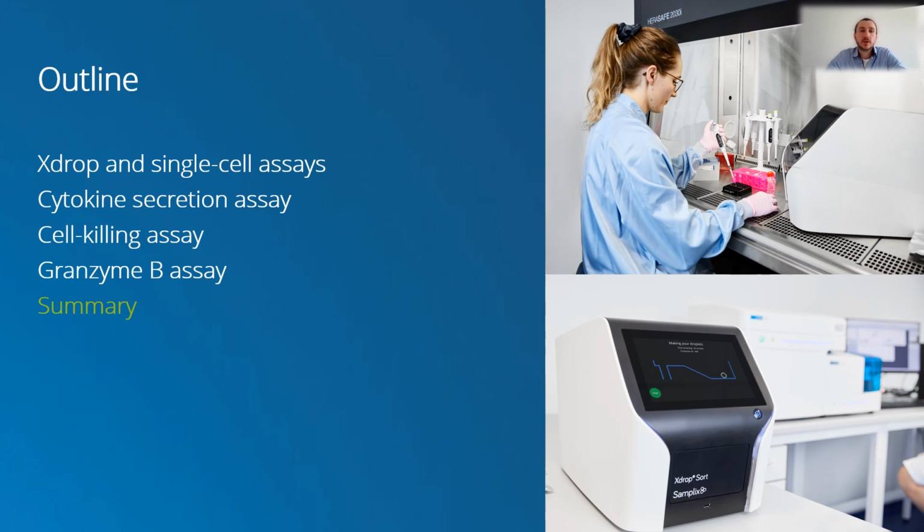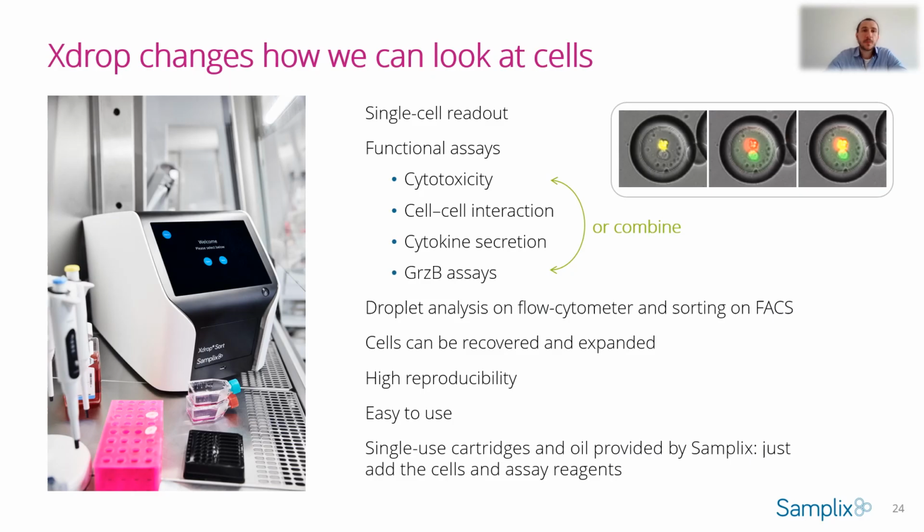So now I'll round off with a summary. What I've shown you here is that you can use Xdrop from Samplex to make single cell assays. I've shown you some different examples of single cell functional assays that you can produce using Xdrop. I've shown you the cytotoxicity assay as a kind of cell-cell interaction assay, and I've shown you cytokine secretion assay and granzyme B release assay as examples of secretion assays, and I've shown you how you can combine the different assays.